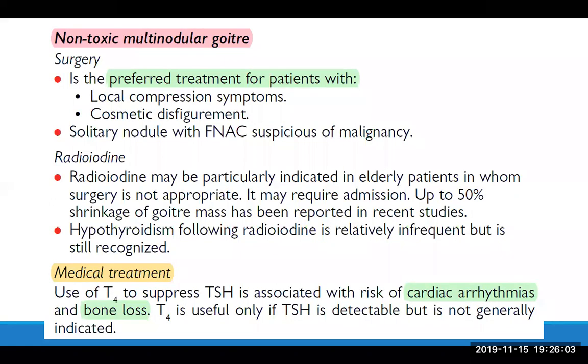But if it is a retrosternal compression or you need a rapid reduction in the goiter, this is not your choice. Hypothyroidism following radioiodine is relatively low, but it is still recognized, because most of the iodine is concentrated in the toxic nodule. Medical treatment by levothyroxine as suppressive therapy in a euthyroid patient for management of the nodule is not recommended nowadays because it increases the risk of cardiac arrhythmia and bone loss, because it induces iatrogenic thyrotoxicosis. So, for medical treatment of a non-toxic nodule, there is no medical treatment.